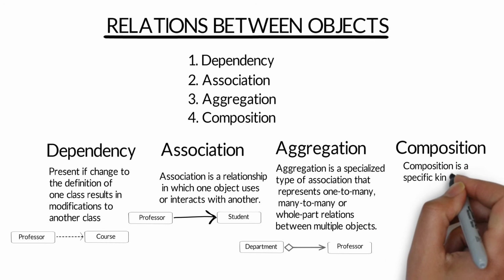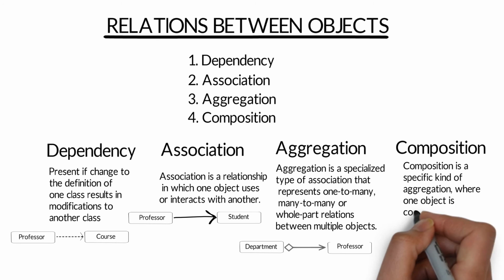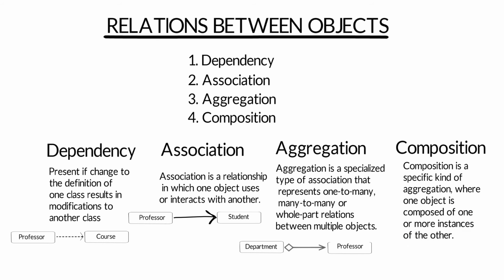Composition is a specific kind of aggregation, where one object is composed of one or more instances of the other. If one object contains another object as a fixed, non-removable part, then the containing object is composed of the other object. The difference between this relation and others is that the component can only exist as a part of the container.